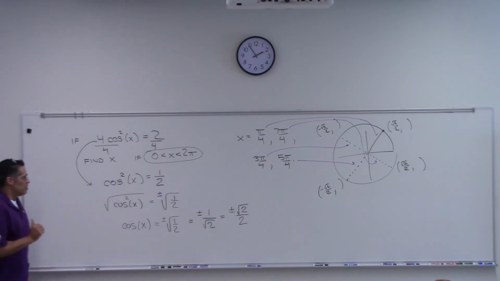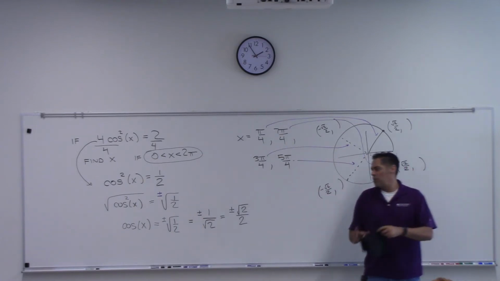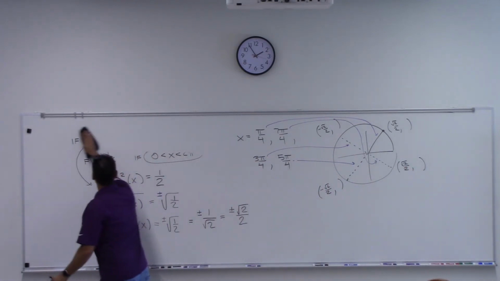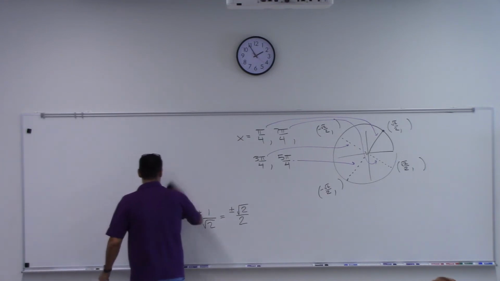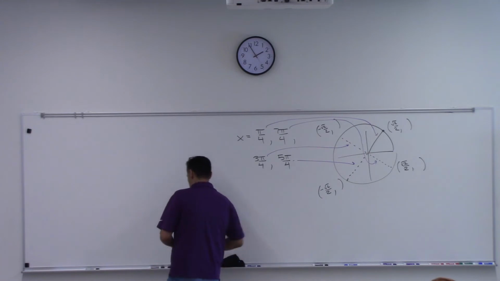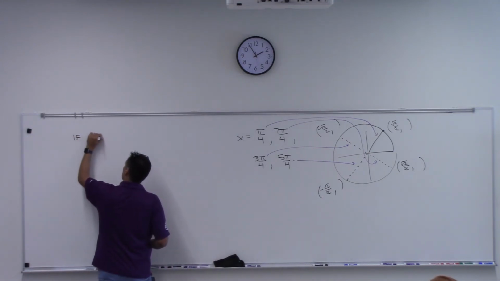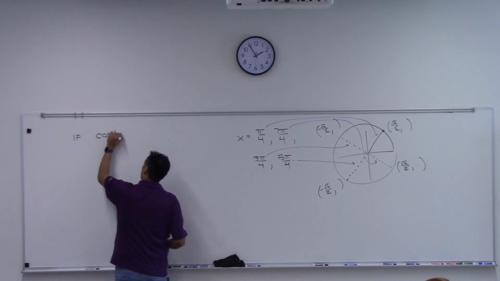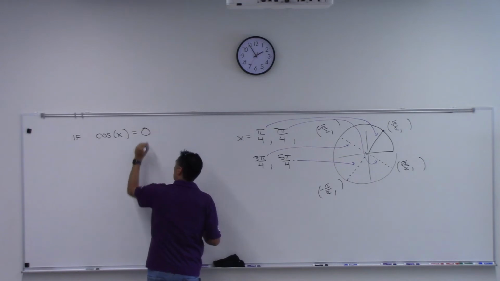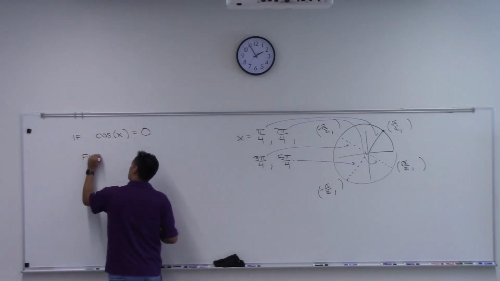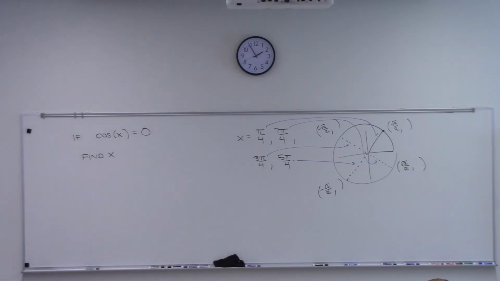I feel like I want to push a little further on this. Can I? Is that all right? You don't have a choice, so I'm pushing further. How about this question? If cosine of x equals 0, find x. Now this is going to be a real test of whether or not you understand this.